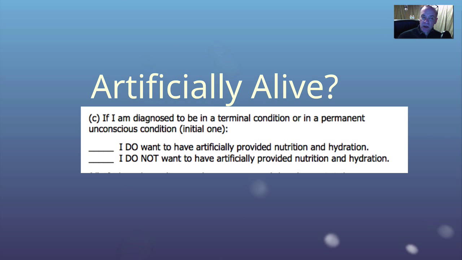This is a provision from a living will. Remember, a living will is a directive to a physician ordering them how to treat your final days. And the number one thing of utmost importance is, if you are diagnosed to be in a terminal condition or in a permanent unconscious state, which of those do you want? Do you want to be kept artificially alive as long as the machines work, or do you not want to be kept alive? And choosing the right selection can have a big impact on you and your family.